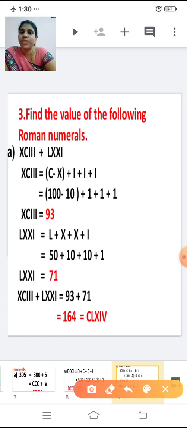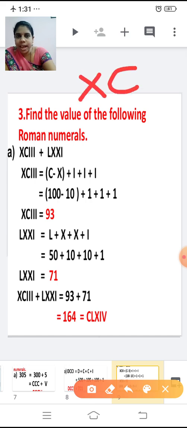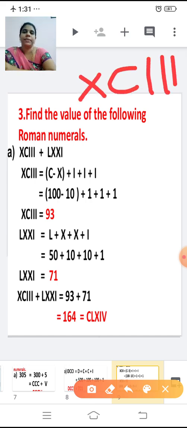Find the value of the following Roman numerals. Now we are going to do addition of Roman numerals. I think you all know addition and subtraction of Roman numerals, right? So let's see. First one, XCI. How will you add two Roman numerals? First, we have to convert the Roman numerals to Indo-Arabic numbers. So I am taking the first one, XCI, right?